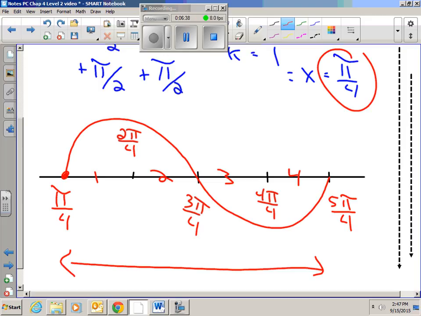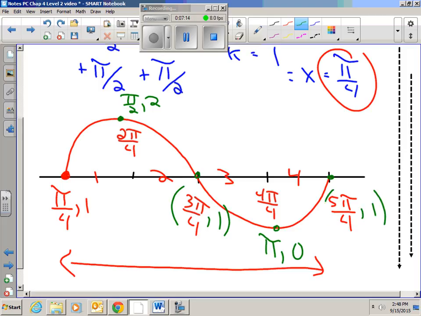So this is going to be at the ordered pair pi over 4, comma 1. And that was this point right here. This point right here in green is going to be pi over 2, comma 2. This point right here is going to be 3 pi over 4, comma 1. And this point right here is 5 pi over 4, comma 1.